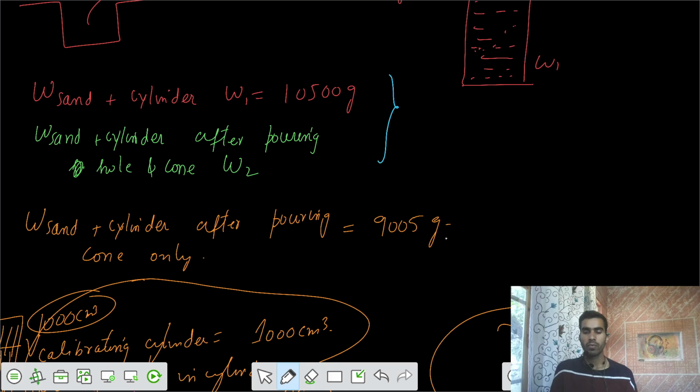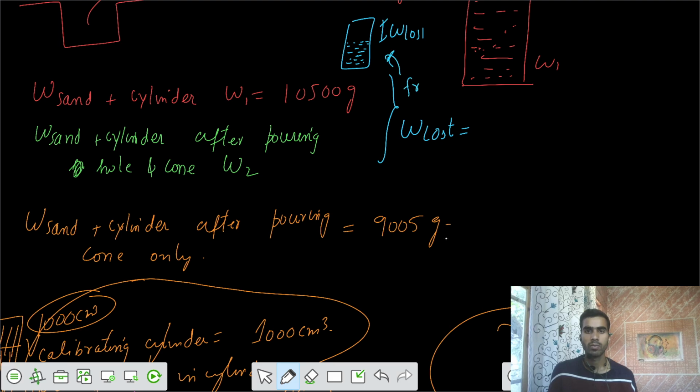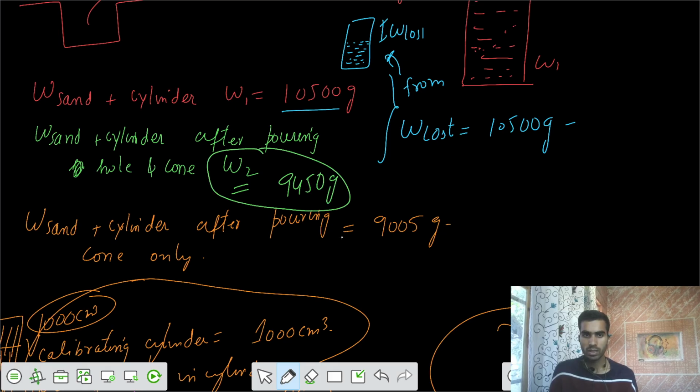Can you tell me what is the weight lost from the calibrating cylinder when we filled the cone and the hole? If I write what is the weight lost from this cylinder, initially it was 10500 grams. Now we have removed how much? We have not written that yet. Your W2 was 9450 grams.